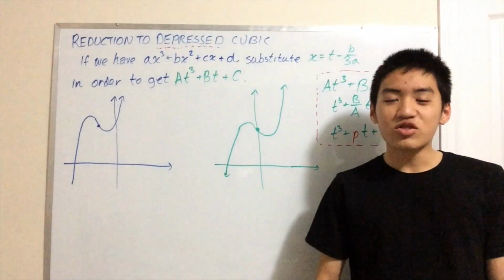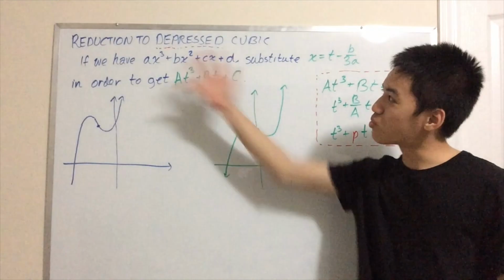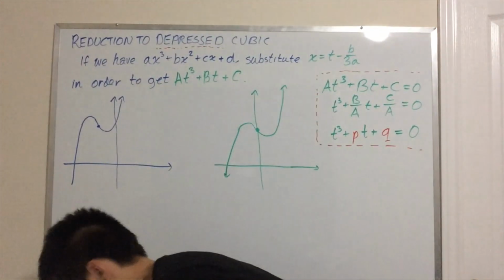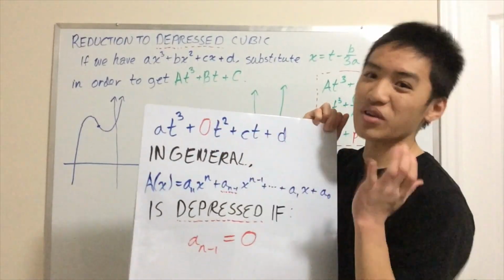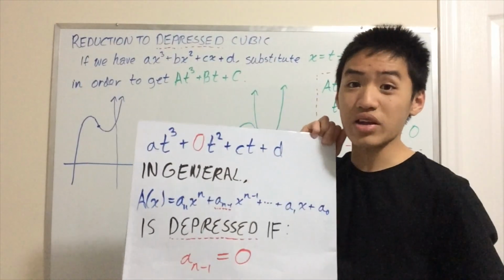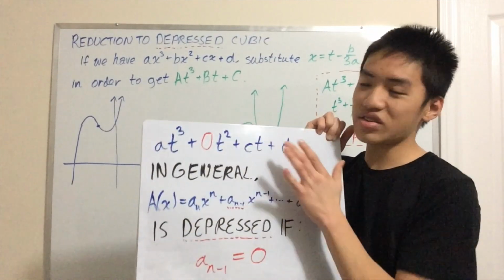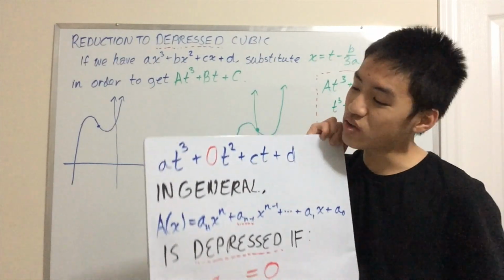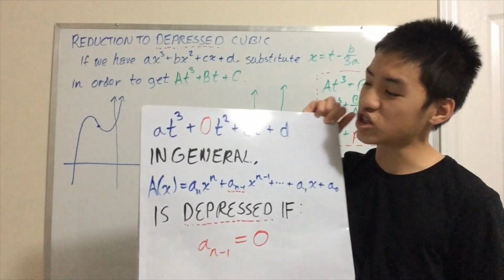We're finally ready to search for the elusive cubic formula. And the first step is what we call reduction to depressed cubic. What does that mean? Here we go. This is a depressed cubic function. So if t is our independent variable, and it takes the form at cubed plus ct plus d, then it's depressed. And what you notice is that there's no t squared term. That's all it means for a cubic function.